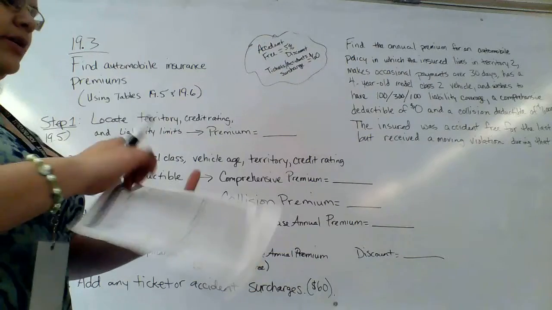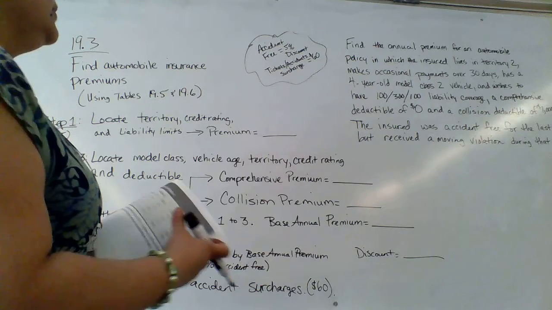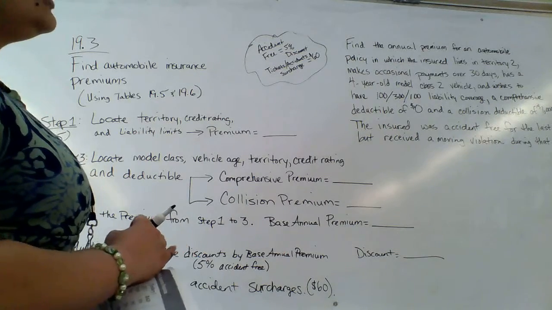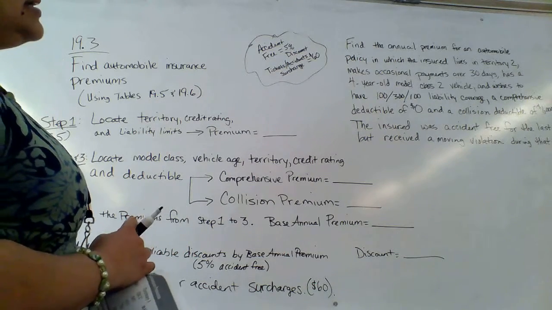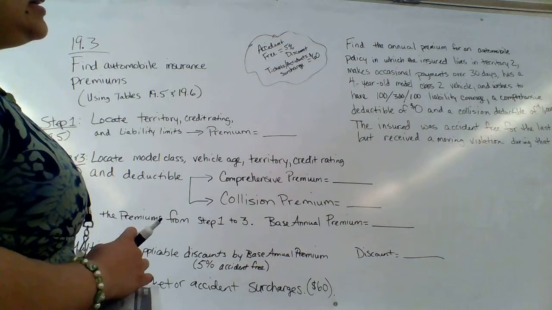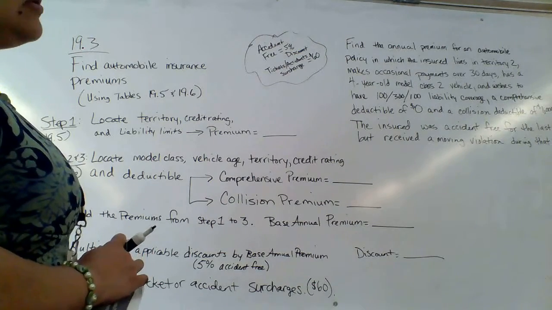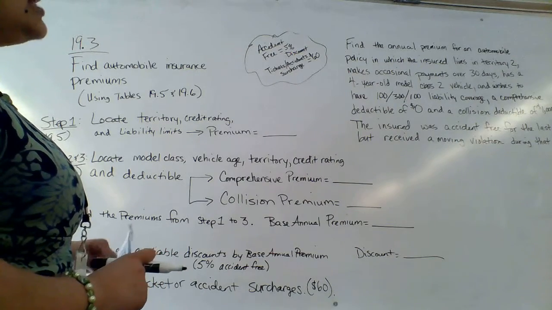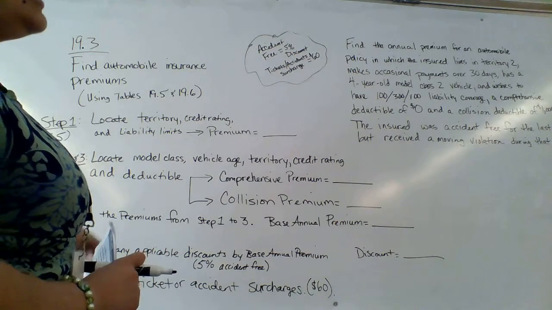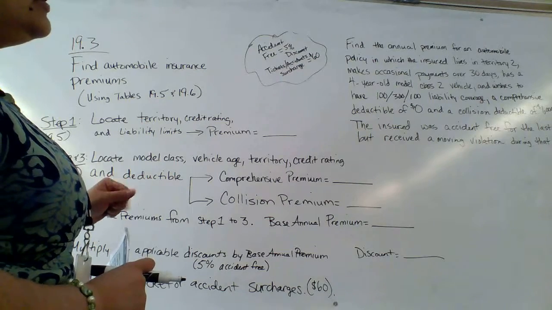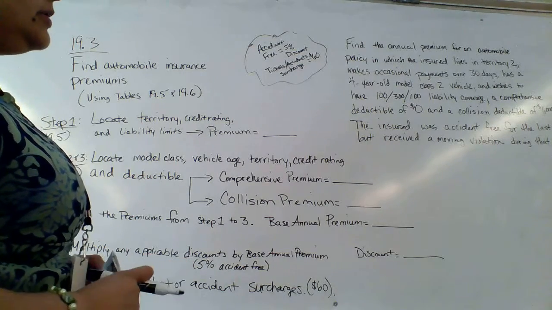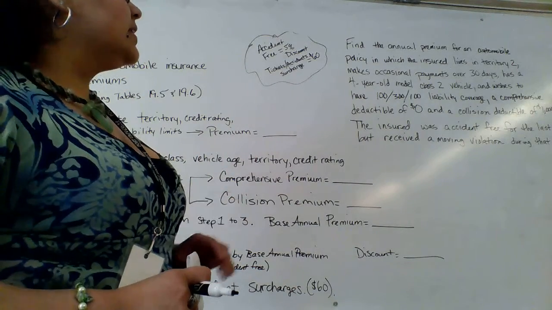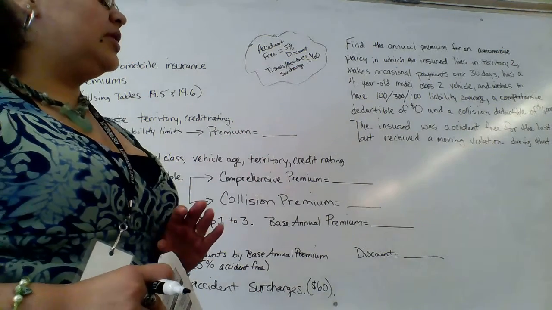Okay. So starting with an example, we're going to find the annual premium for an automobile policy in which the insured lives in Territory 2, makes occasional payments over 30 days, has a 4-year-old Model Class 2 vehicle, and wishes to have 100/300/100 liability coverage, a comprehensive deductible of $0, and a collision deductible of $1,000. The insured was accident-free for the last 3 years, but received a moving violation during that time.